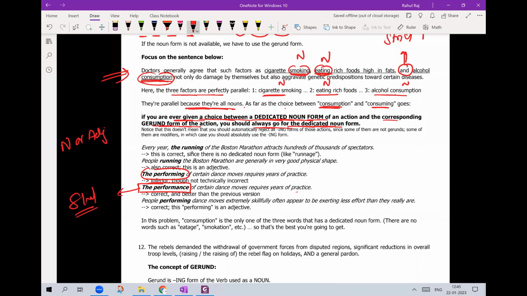Now, split bills is a verb. If you want to use it as a noun, you will have to use splitting of bills is a good habit. So there are some words where we don't have a standard noun. In that case, we go with the ing of form and ing form. But if a standard noun is available, you will go with the standard noun itself. That's all. So here, people performing certain dance move.